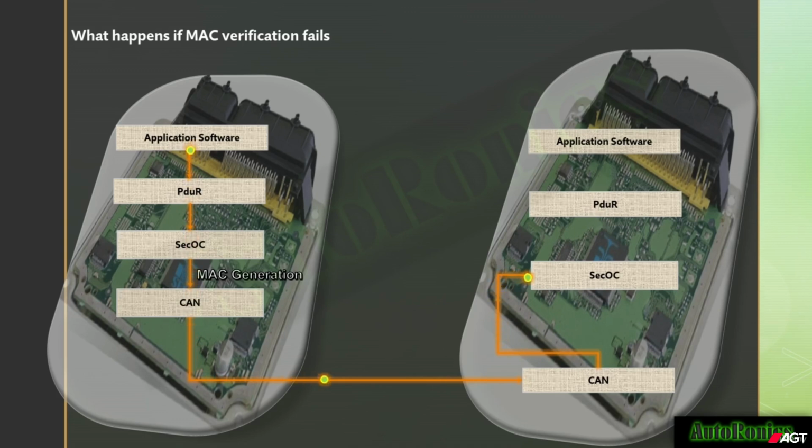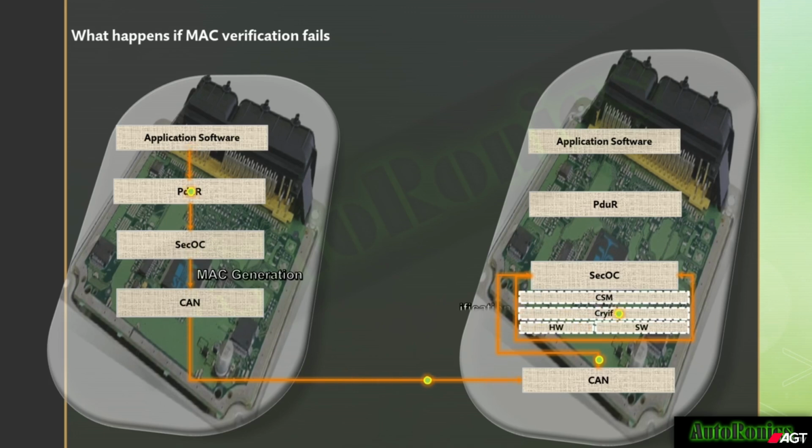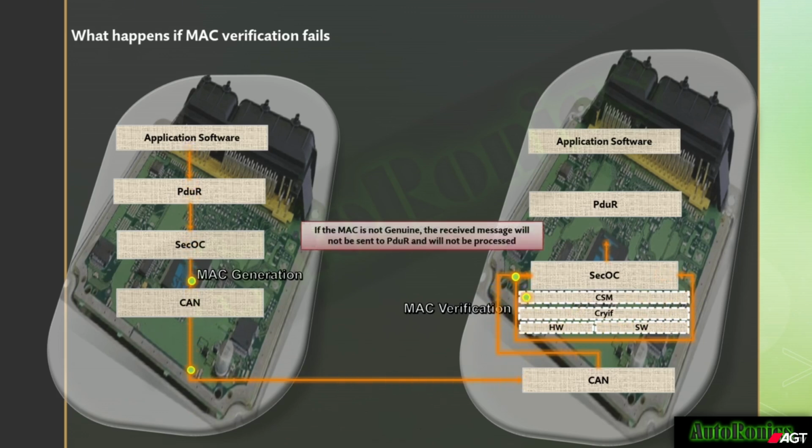On the receiver side, the MAC verification is done in the AUTOSAR crypto stack. So what is the meaning of MAC verification? MAC verification is the process of calculating the MAC again with the received data and the freshness value, along with the same secret key which we used on the sender side. So let's see a scenario when the MAC verification fails on the receiver side.